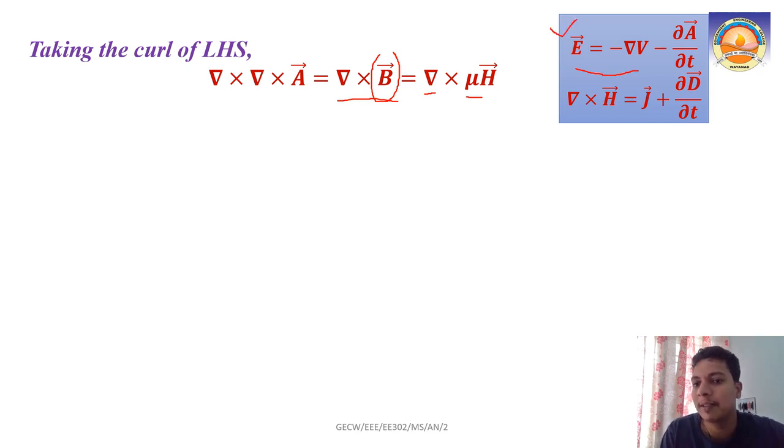You should remember this: E equals minus del V minus dou A by dou t. And another equation is our fourth Maxwell's equation, Ampere's circuital law: del cross H equals J plus dou D by dou t. We are going to use these two equations here.